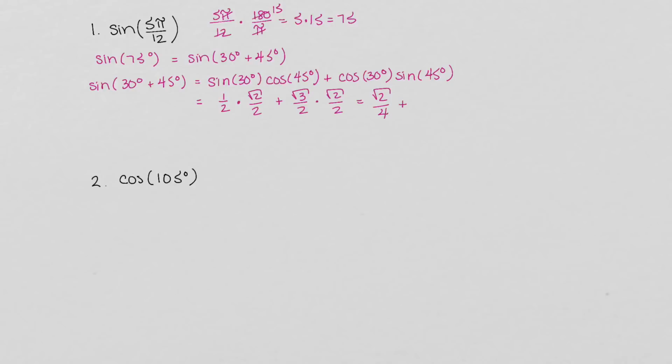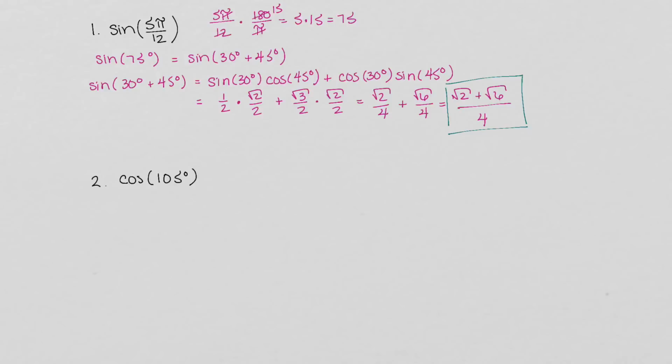And when I multiply the square root of 3 over 2 times the square root of 2 over 2, I get the square root of 6 over 4. I can't add the root 2 and the root 6, so I go ahead and leave them separated. So this is the square root of 2 plus the square root of 6 over 4. And that's our answer. So sine of 75 degrees is root 2 plus root 6 divided by 4.